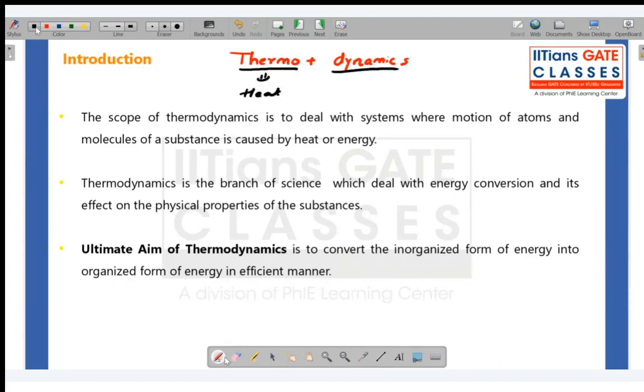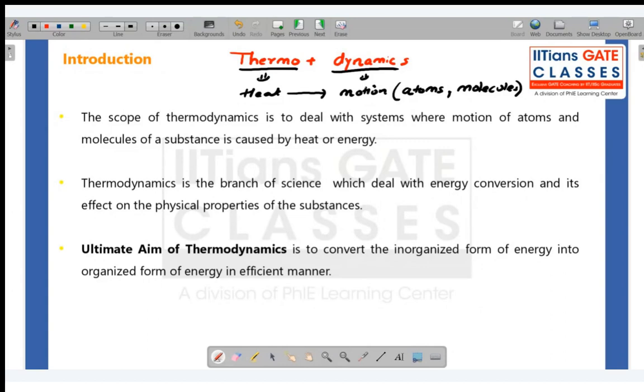What does dynamics mean? Dynamics means motion. Yes, motion. If something is in motion, you can say it's dynamic. So basically when heat is causing the motion of atoms or molecules, if we are studying the motion that is caused by heat, that study we do in thermodynamics. So it's a simple word.